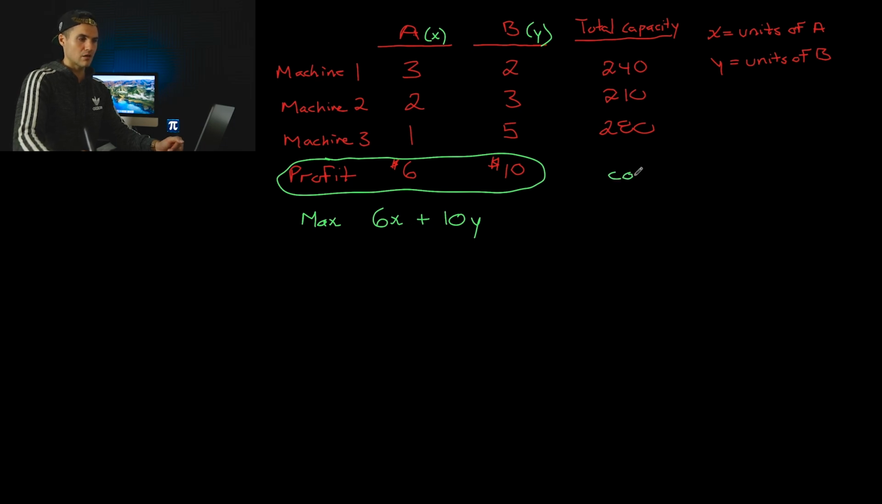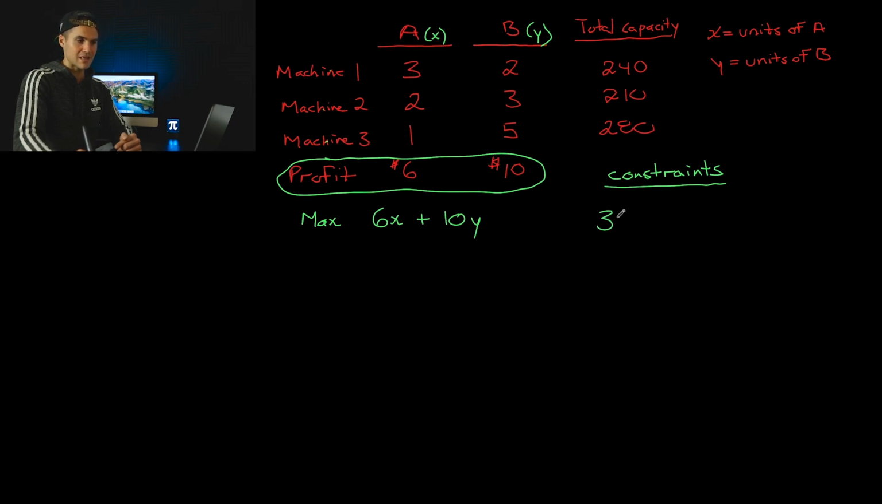And now over here on the side, we're going to have some constraints, right? Because we're told that each of these machines, machine 1, 2, and 3, they have a capacity. And so what that means is that we can't go over these hours for these 3 machines, right? Machine 1 has a total capacity of 240 hours. So we can't exceed that. So the number of hours that's going to be used by machine 1 has to be less than or equal to 240, right? So each unit of A requires 3 hours of machine 1.